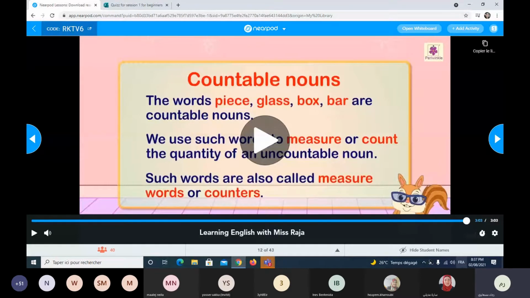Uncountable nouns can't take an S. They never take an S. So we use some. Some chocolate, some coffee, some money.